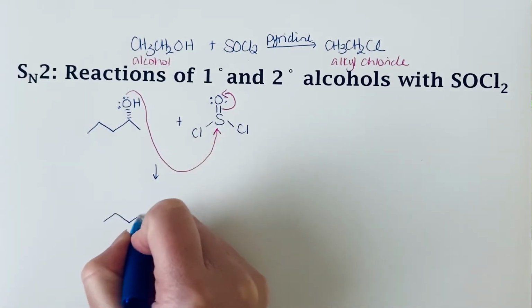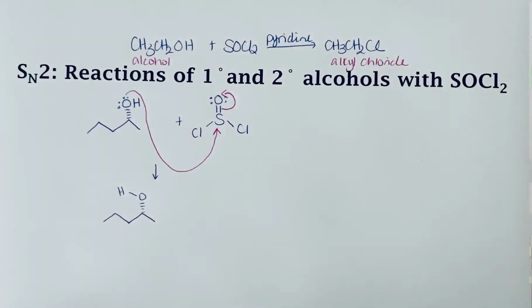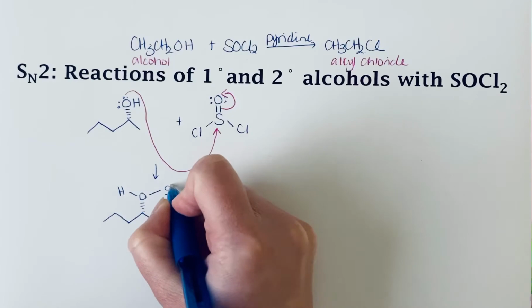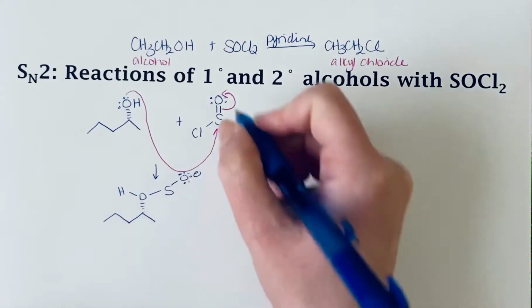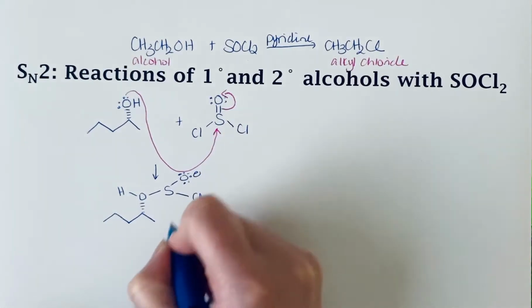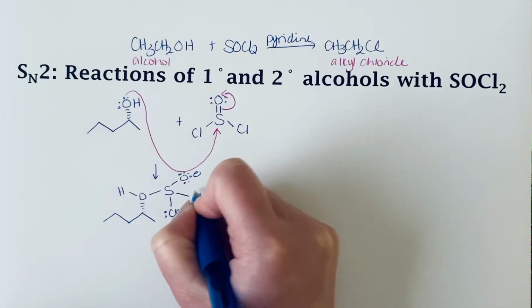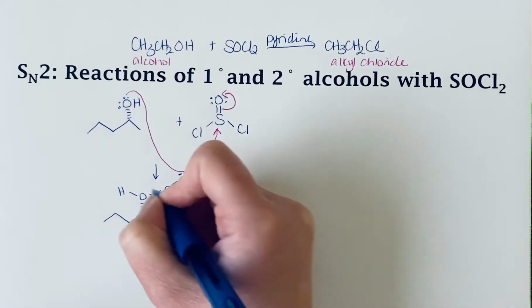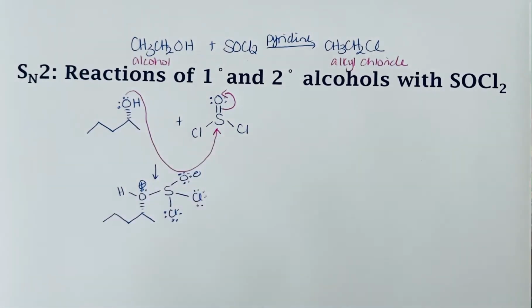Okay, so what we've done, we've still got that chiral center. The oxygen still has a hydrogen on there. And now it's got a bond to sulfur, and that sulfur has a bond to oxygen, just a single bond now, and a negative charge because we put an extra pair of electrons on there. And we've also got the two chlorines still attached to that sulfur as well. And the oxygen that we started with from our alcohol now has a positive charge.